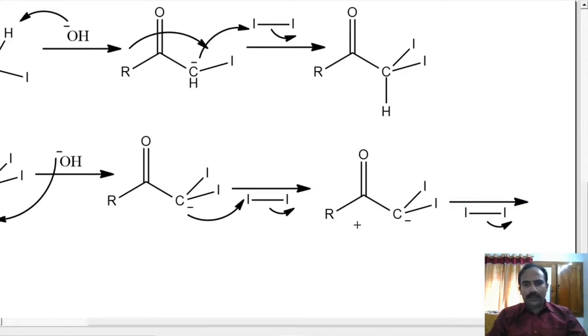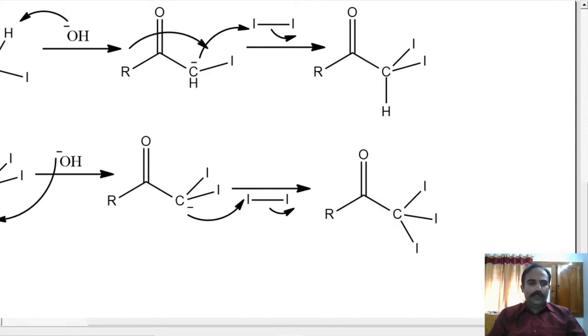This means there is going to be a new bond between this carbon and this iodine. At the same time, the negative charge on this carbon will disappear, and this bond will break, and this will leave us I minus. No further iodination is possible on this carbon because all the acidic hydrogen is gone.